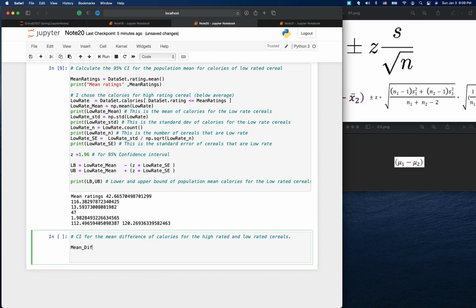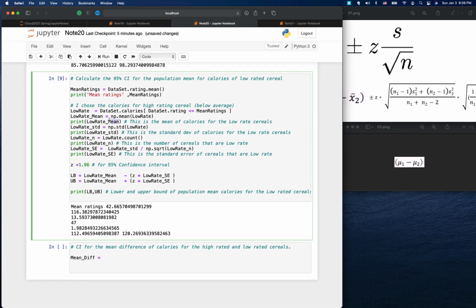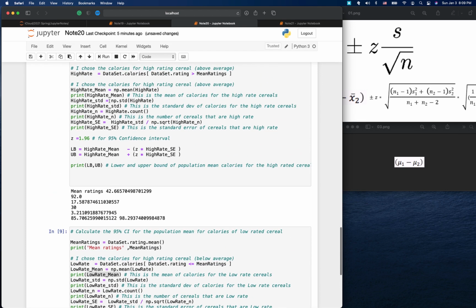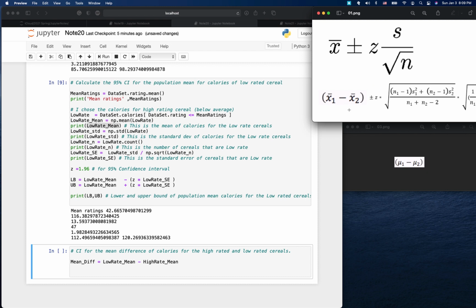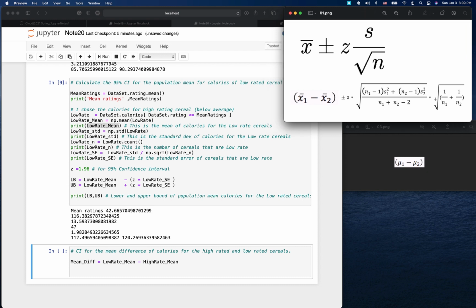Mean difference, what was the mean of low rated here? This is the low rated cereal minus, where is the high rated cereal? Mean for high rated cereal, this is the mean. So this is the part x1 bar minus x2 bar. And what I want to do, okay, oh, I forgot to talk about this. Okay, so look at this huge part, what is that? Part 2 of this formula.